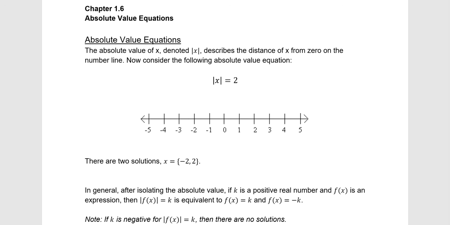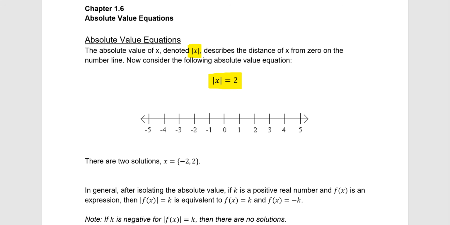In this section, we'll be doing absolute value equations. So the absolute value of a variable x, denoted with these vertical lines next to it, describes the distance of x from 0 on the number line. So let's take a look at this equation, the absolute value of x equals 2.